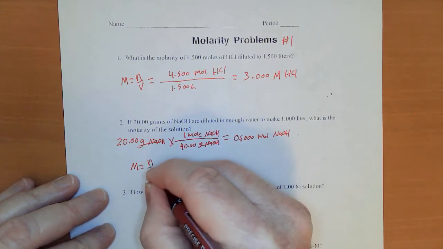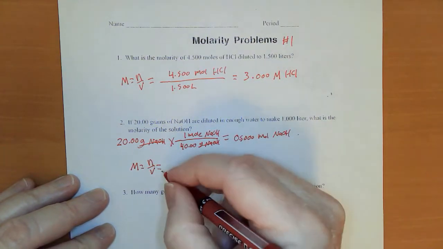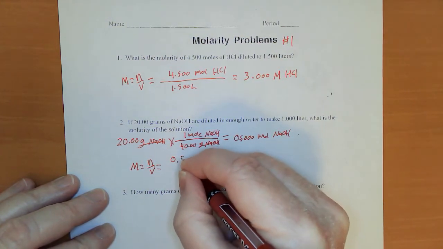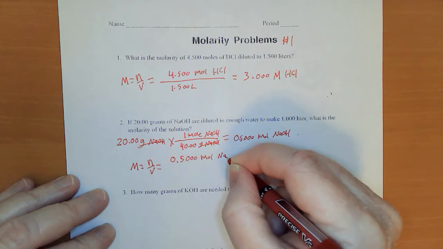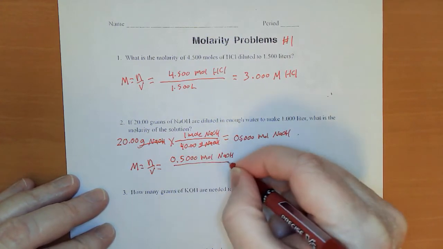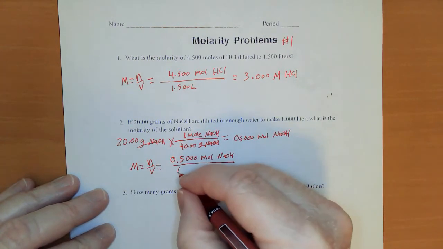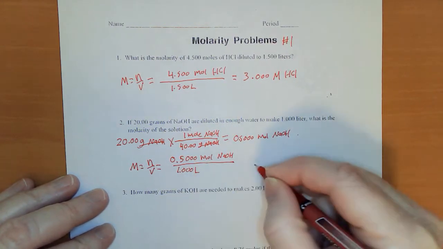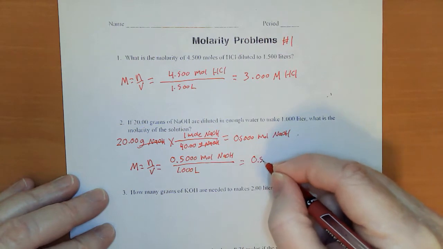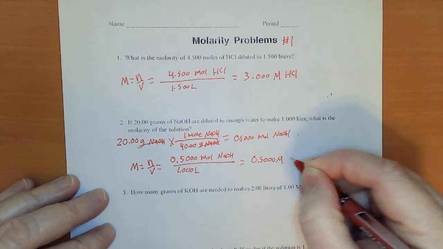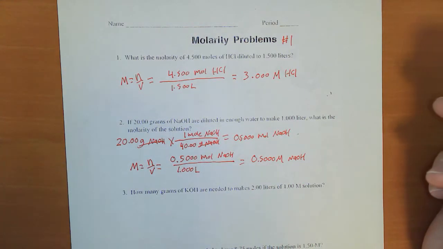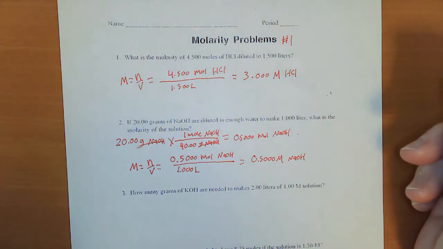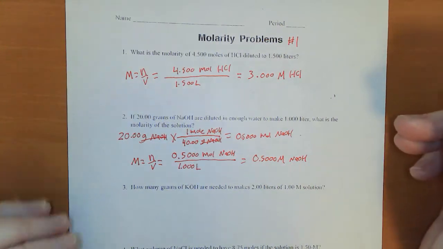Molarity equals moles over volume, which equals 0.500 moles NaOH divided by 1.000 liters, and that equals 0.500 molar NaOH. Okay. I think that's pretty straightforward.